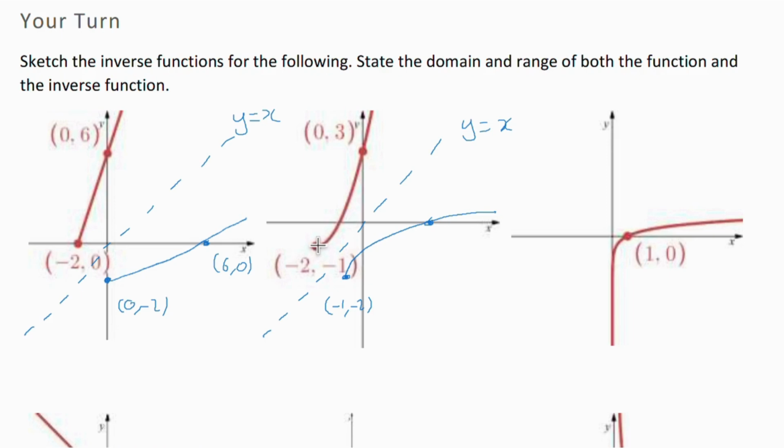The domain of the original is x is greater than or equal to minus 2. The range of the inverse is y is greater than or equal to minus 2. The range of the original is y is greater than or equal to minus 1. The domain of the inverse is x is greater than or equal to negative 1.